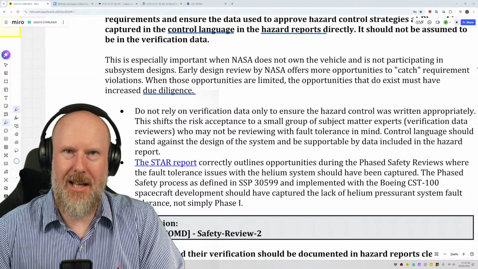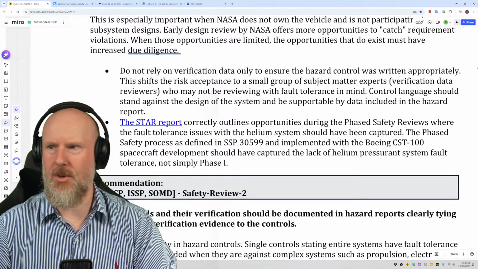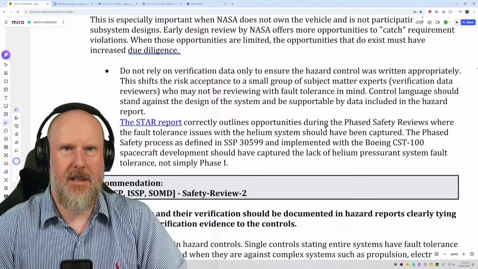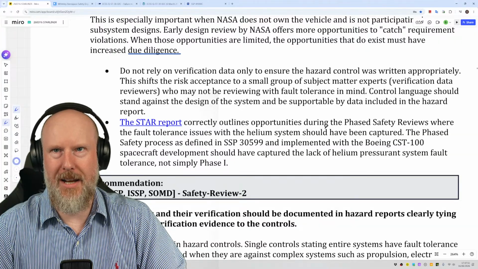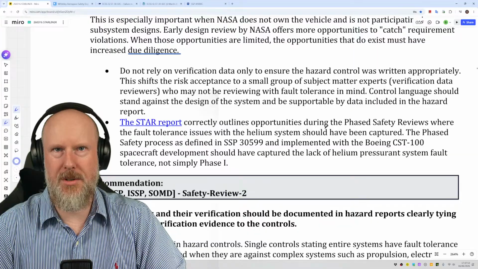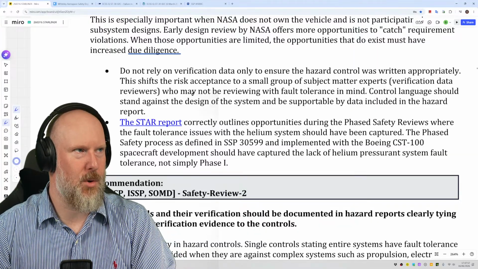Fantastic. So do not rely on verification data only to ensure the hazard control was written appropriately. This shifts the risk acceptance to a small group of subject matter experts, verification data reviewers, who may not be reviewing with fault tolerance in mind. Yeah, that's important.